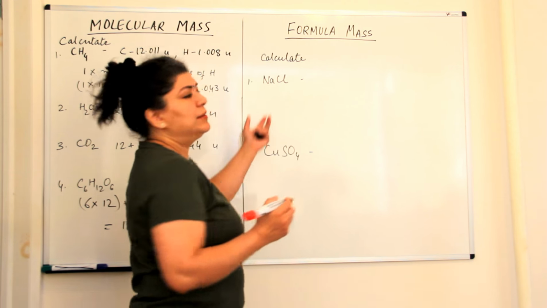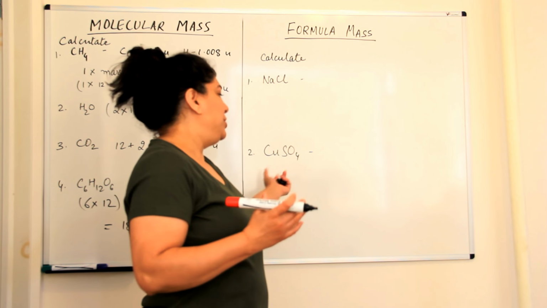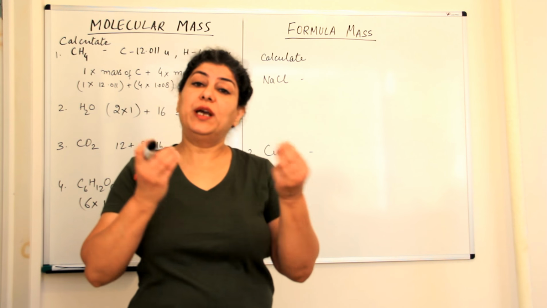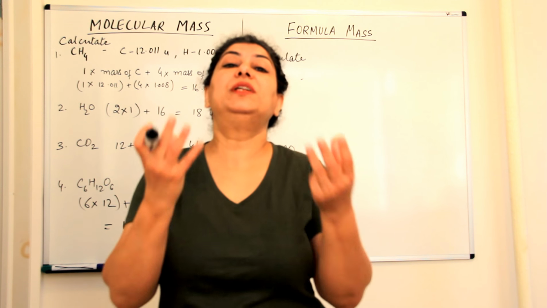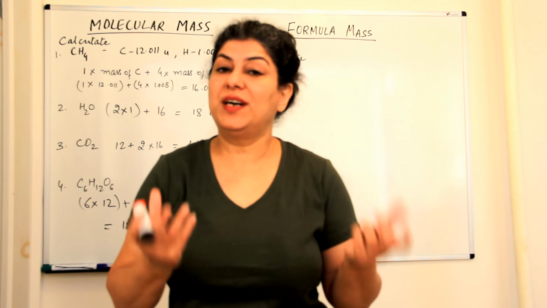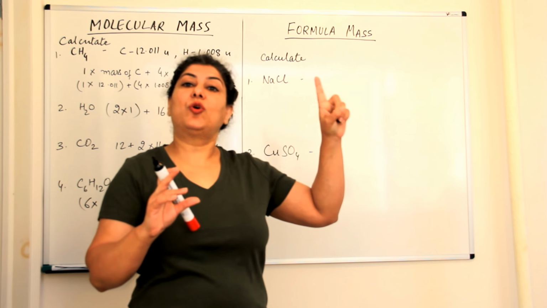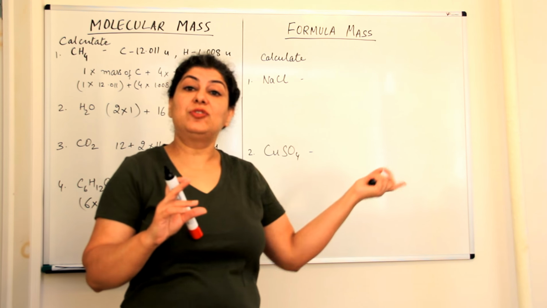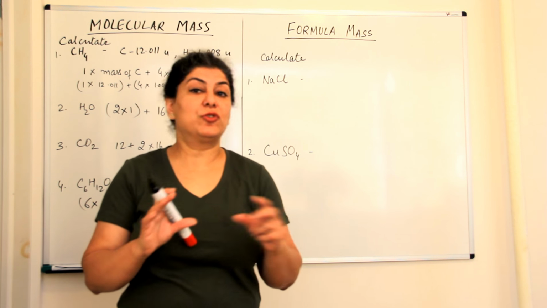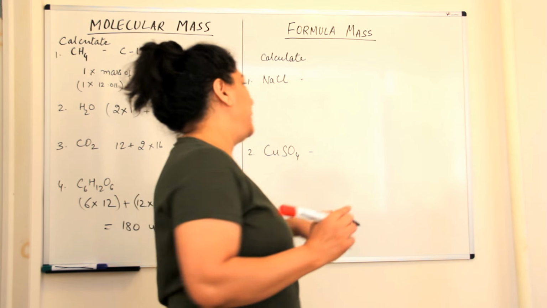So how do you calculate? The method of calculation is the same. We treat them as molecules because all we are concerned about in the masses is only the masses of the atoms or the ions. So the calculation is the same, but you should understand that it's not called the molecular mass for ionic compounds. It's called the formula mass because there are no molecules in ionic compounds.